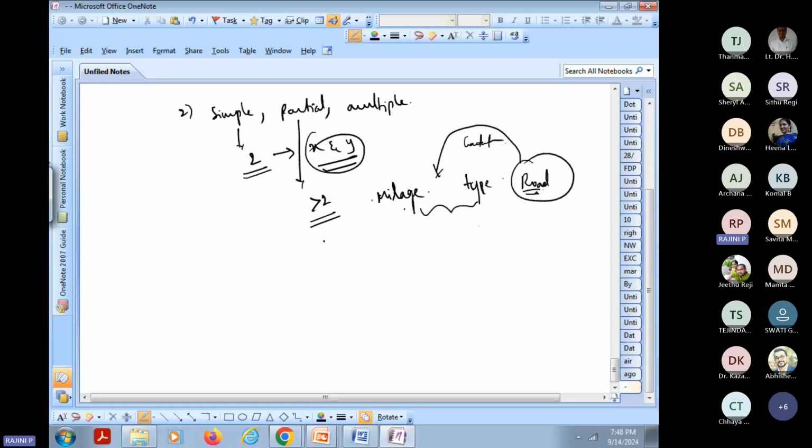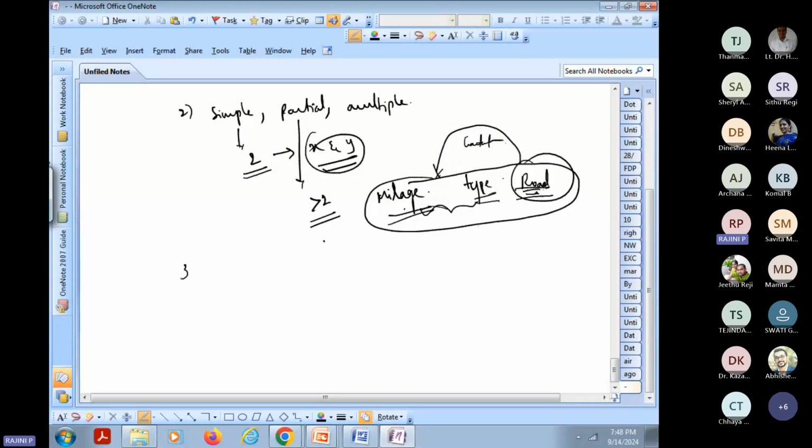And next one, multiple correlation. So what is the meaning of the multiple correlation? I want to find the relation among all the variables: how the mileage depends on the type of car and on the road condition in a particular area where I travel. So if I'm finding the relation among all the variables, then we go for this multiple correlation. Okay, so now is it clear? Everyone, the second type is clear? Yes. Yeah, thank you.